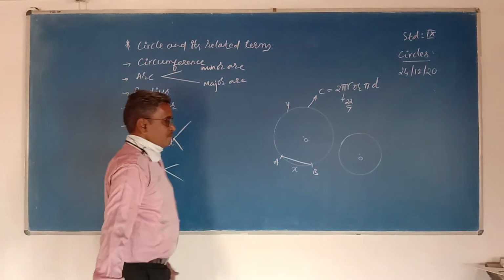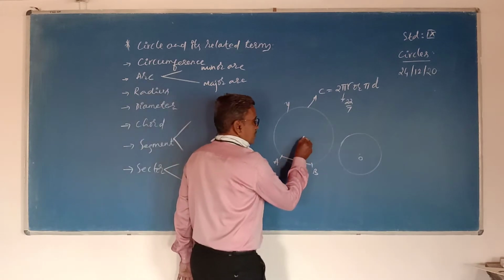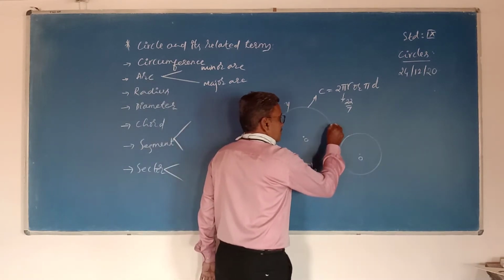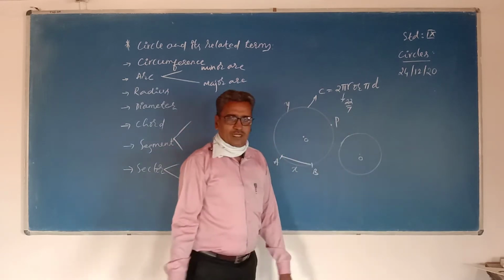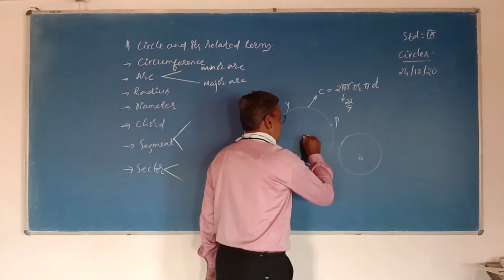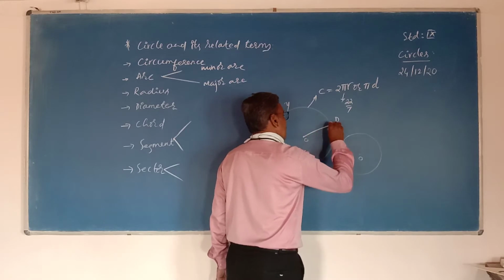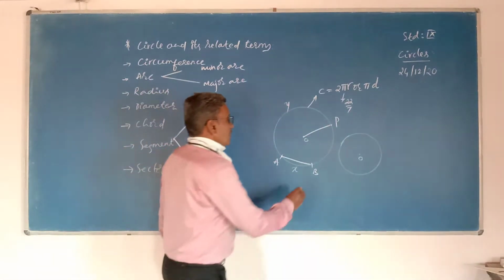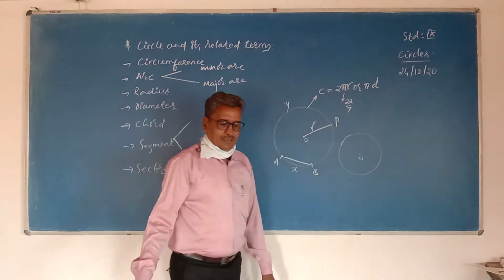And radius. O is the center of the circle. P is any point, anywhere on the circumference of the circle. The distance between center and circumference is called the radius of the circle.